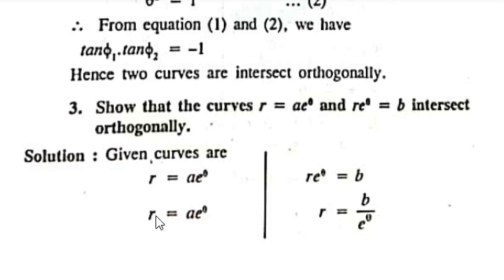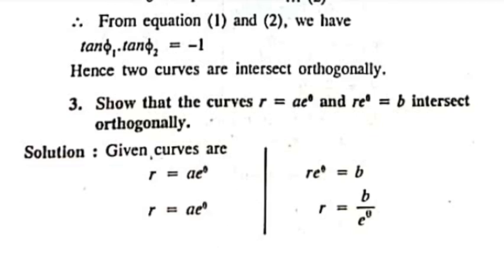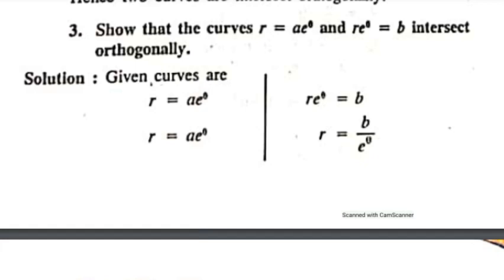Okay, so apply log: log r is equal to log a plus log e raised to theta. So the differentiation of log r is 1 by r dr by d theta. Then the differentiation of log a is 0. Then log e to the power of theta means e gets cancelled, only theta is left. So the differentiation of theta with respect to theta is 1. So like that you will get r d theta by dr, reverse this one. So tan phi 1 is equal to 1.